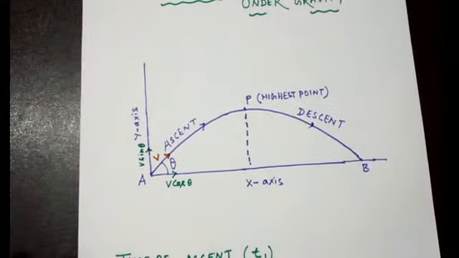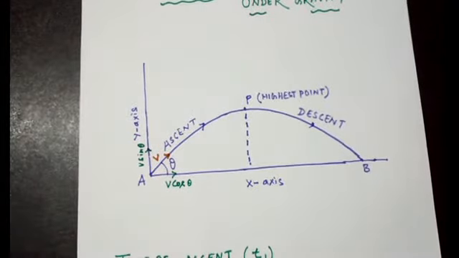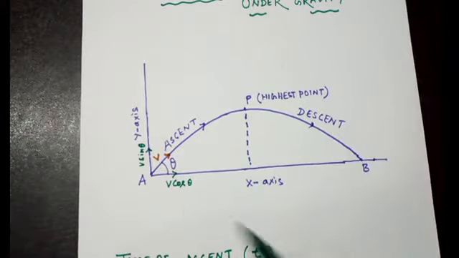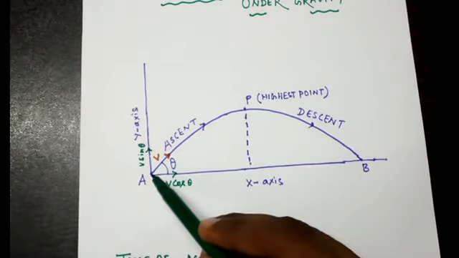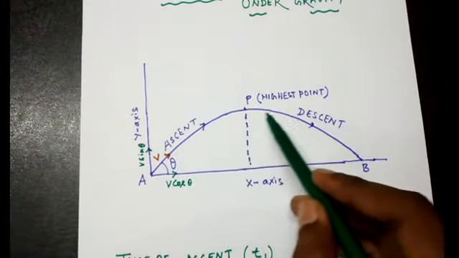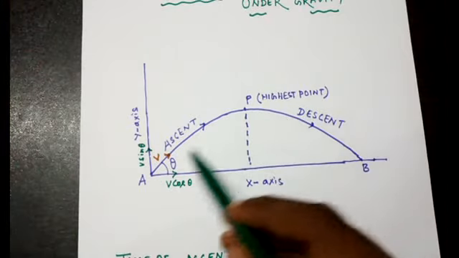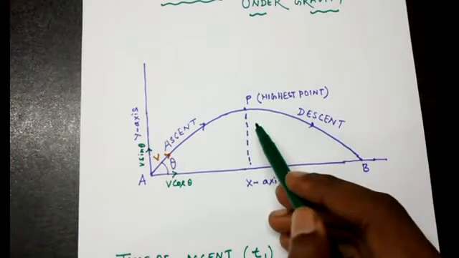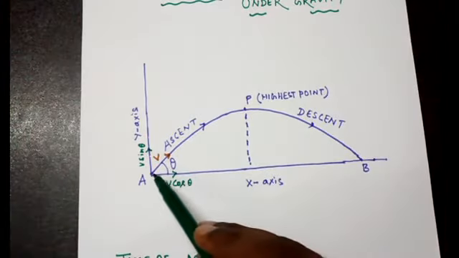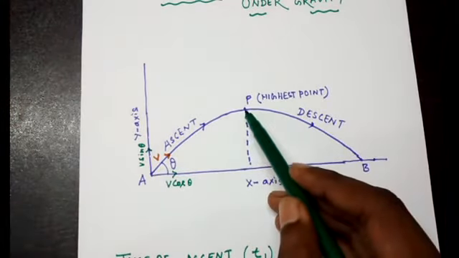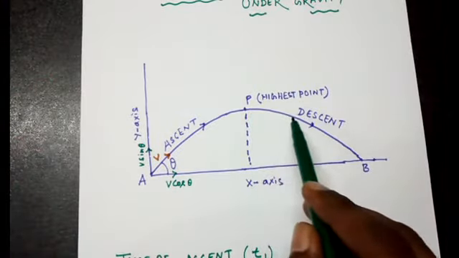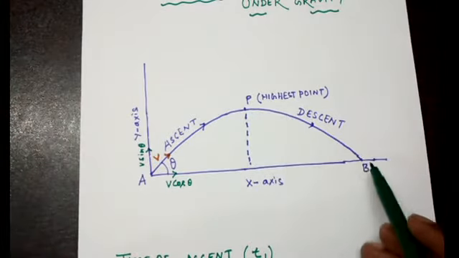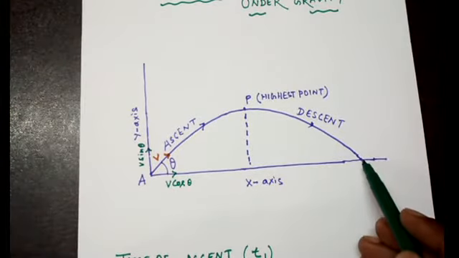Now see here on the screen you are seeing a picture in which an object is fired from point A, and it is describing a circular path, not circular actually, the path will be called parabolic path actually, and it reaches a maximum point P, and thereafter it goes down, and at the point B it strikes the ground.